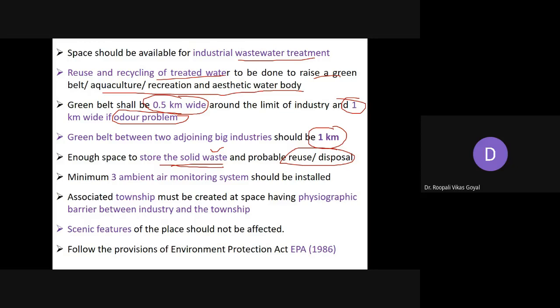Then a minimum of 3 ambient air monitoring systems should be installed. This ambient air monitoring system will continuously monitor the air quality. Just to avoid air pollution, a minimum of 3 surrounding air locations are to be checked for how much pollutant is there. So all the provisions for water pollution, land pollution, then air pollution, all are to be taken care of by the industry as per our particular laws.